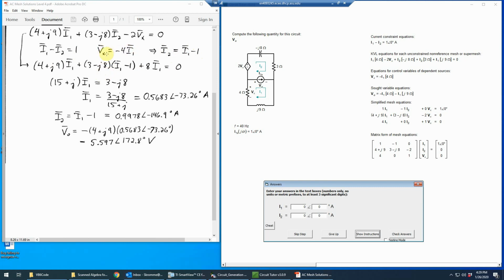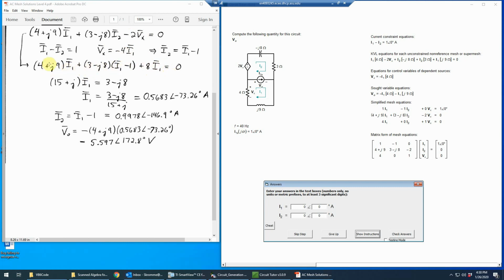And then the Vx is already solved, so we can substitute that. So now we rewrite this equation down here. We retain the I1 bar term, but then for the I2 bar, we have the coefficient, but we replace that with I1 bar minus 1 from the current constraint equation. And then the minus 2 Vx bar, well, remembering that Vx bar is minus 4 I1 bar, plugging this in here will just give us plus 8 I1 bar. Remember, the minus signs will, of course, cancel out where they multiply. And now we just have the equation in the single unknown, I1 bar.